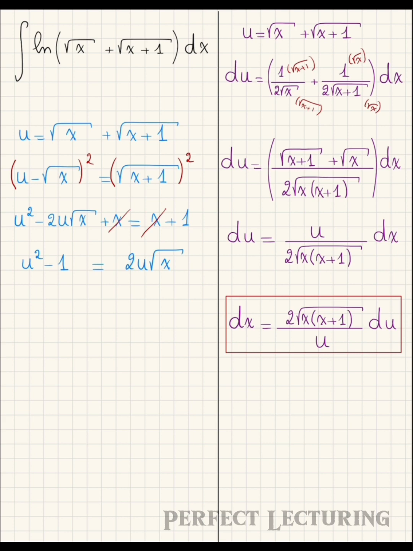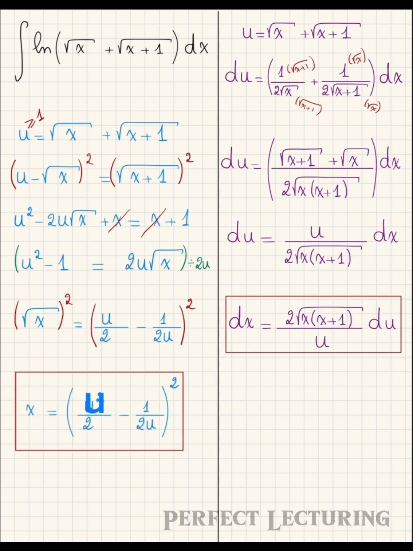Yes, of course. Because u is equal to the square root of x plus the square root of x plus 1. u is the square root of x, which is non-negative, plus the square root of x plus 1 that is greater or equal to 1. So u is greater or equal to 1, which means u cannot be 0, and thus we can safely divide by u. So this is what we get for the square root of x. We square both sides, and we finally get an expression for x.